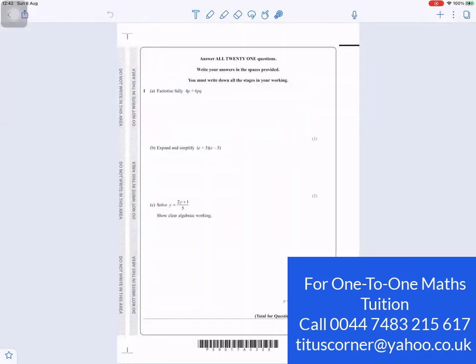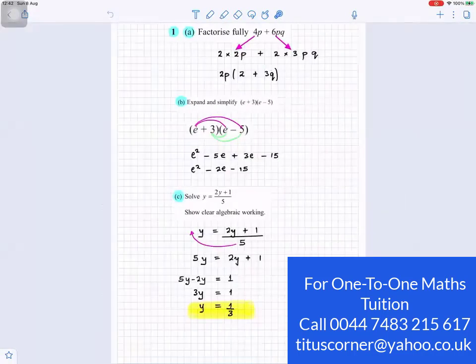Question number 1. Factorize fully 4p plus 6pq. 4 is the same as 2 times 2, and then we'll have the p. Plus 6 is the same as 2 times 3, and we have the p and q. So we have 2 on the left term, 2 on the right term, so we'll put 2 outside. We have p on the left, p on the right, so we put p outside. So what we are left with is 2, and what we are left with is 3 and q.